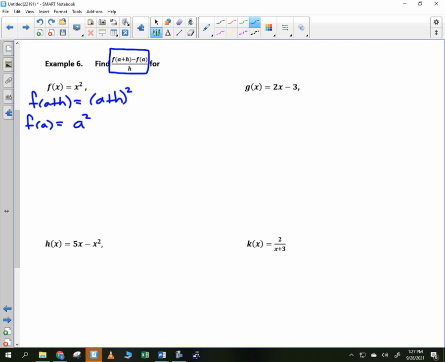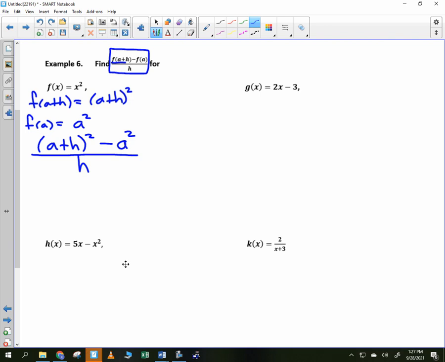So, what we want to do at this point is I've identified f of a plus h. I've identified f of a. Look at what they want me to do for the rule. They want me to do that minus that divided by h. So I'm going to do a plus h squared. That's my f of a plus h. And I will subtract what? A squared, and I divide it all by h. Good. That's the setup. Now we're going to have some simplifying involved.